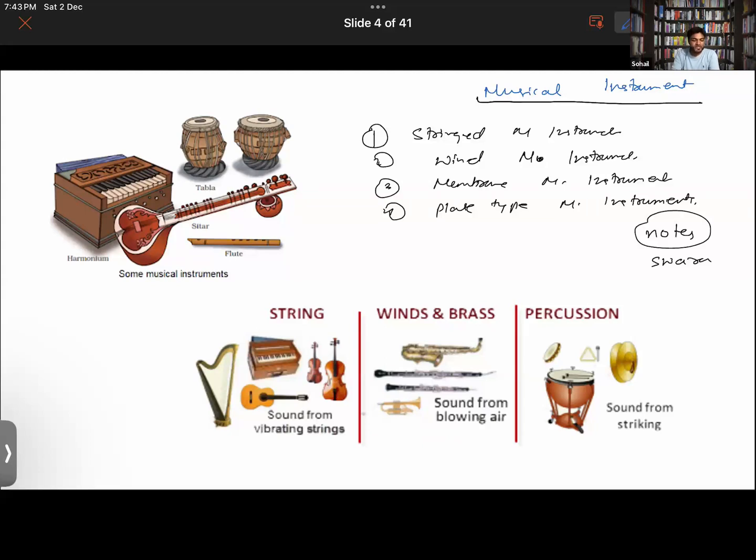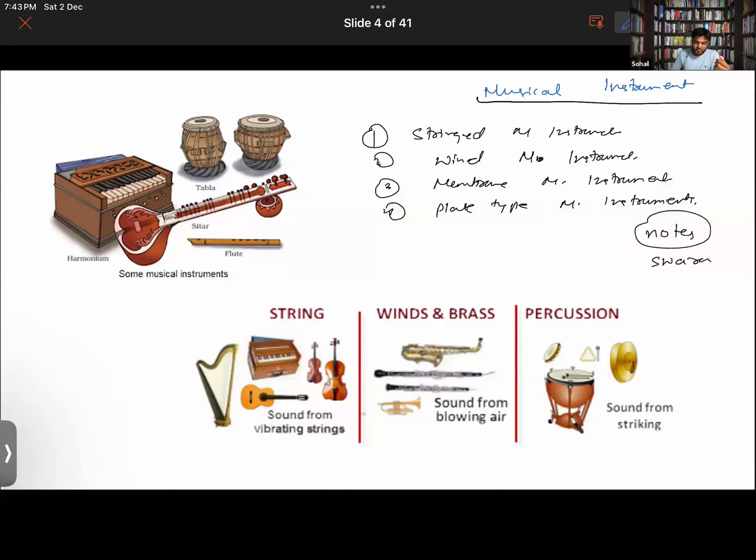These are basically sitar, veena, violin, guitar, piano, and you have harmonium, sehnai, right? Now flute is there, right? So these are some of the common musical instruments. We have divided them into 4 categories.